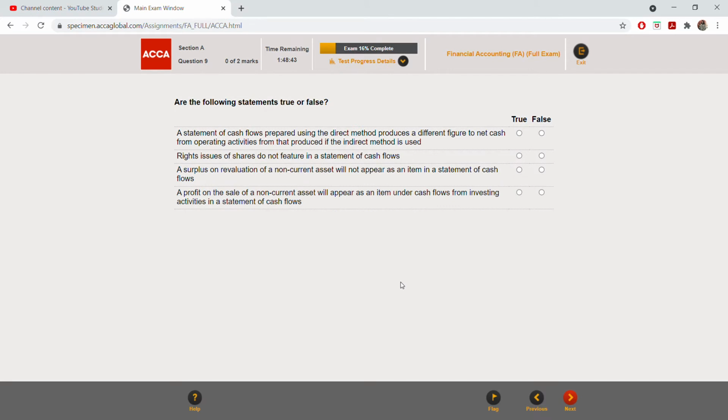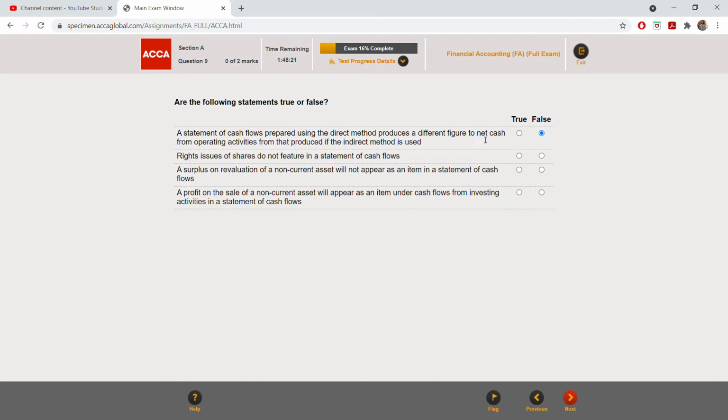Next. Are the following statements true or false? Okay. A statement of cash flow prepared using the direct method produces a different figure to net cash flow from operating activity produced by the indirect method. Is it true or false? Definitely it is false. Whether you use the indirect or the direct method for the cash flow statement for the operating activities, the answer will be the same.